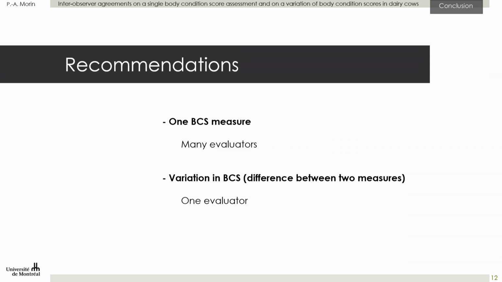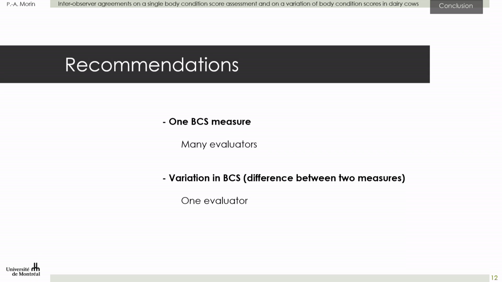So the recommendation for future studies, or if we use it as a herd management tool for variation of energy reserves, is that, depending on the experience of the evaluators, when only one assessment is of interest, because inter-observer agreement is strong, many evaluators could be considered as well as only one. When the variation of BCS is of interest, only one evaluator should do the measurements because inter-observer agreement is moderate and results will be less reliable.